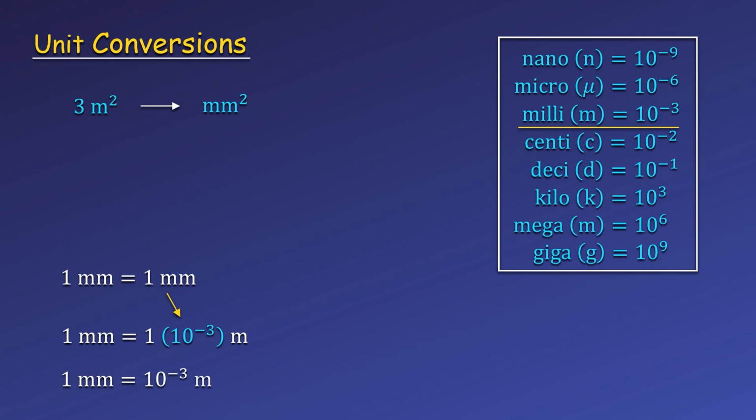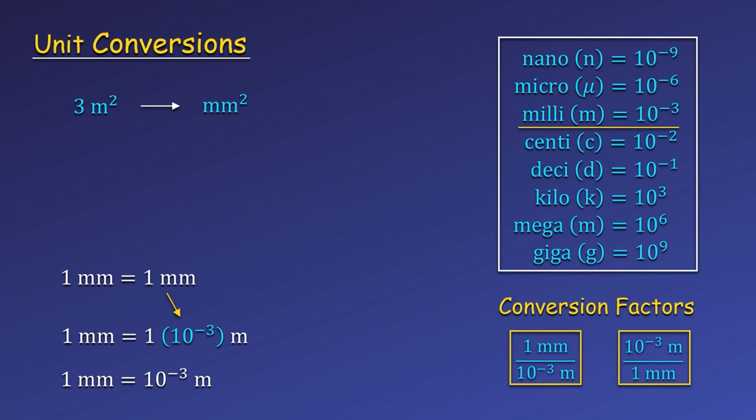Also, if you don't like negative exponents, then you could just multiply both sides by 10 to the positive of whatever exponent. For example, if we multiply both sides here by 10 to the positive 3, we get 1,000 millimeters, or 10 to the third millimeters, is equal to 1 meter. And now we have a relationship that doesn't involve negative exponents. Now, we know we're going to want to go from meters to millimeters, so we'll use the conversion factor 1 millimeter divided by 10 to the minus 3 meters.